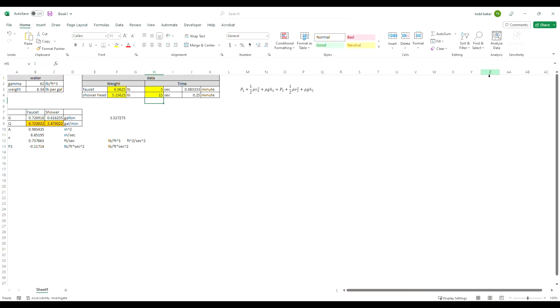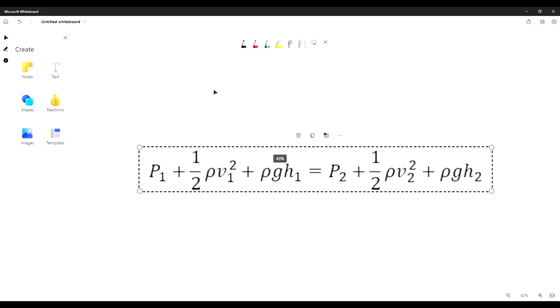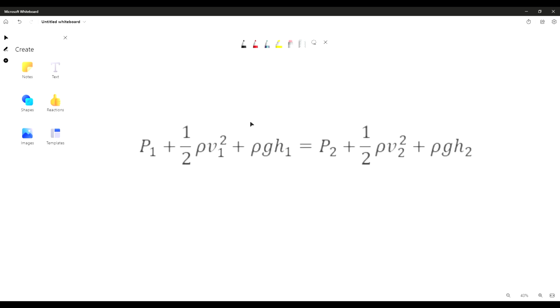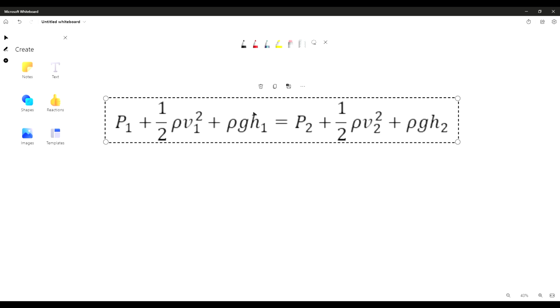Makes sense. Now, on a whim, I decided, what's the pressure? So let's use this equation right here, Bernoulli's equation. Let's throw that in the whiteboard here. All right, let's put that up there.